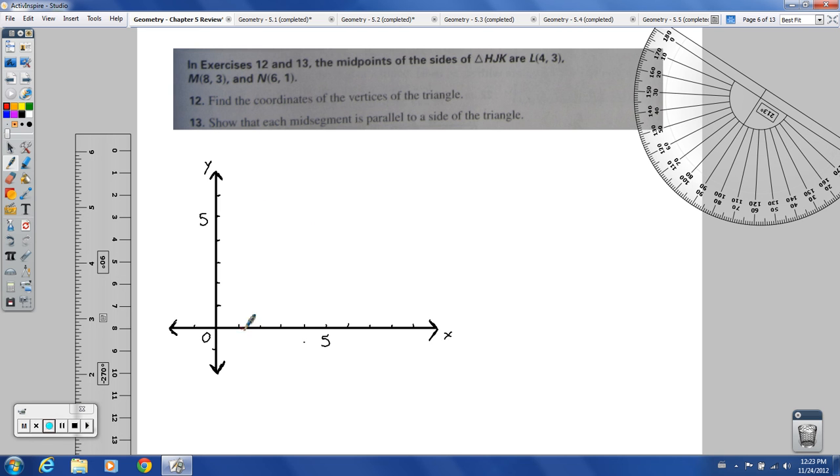So L is at 4, 3. Should have read that a little more carefully, seeing that those are the midpoints, not the actual vertices of the triangle. So this is at H, this is 5, 6, 7, 8, and 3. So here's another point right there. And then N is at 6, 1. So here's 6, and here's 1 for those values.